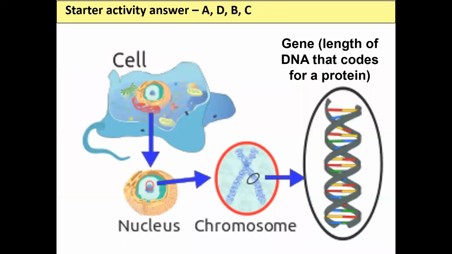Right, okay. These are the answers hopefully that you would have got. So did you get A, D, B, C? With the biggest being the cell. And then you can see that within a eukaryotic cell, you have a nucleus. And within the nucleus, you have these structures called chromosomes. And chromosomes are made of DNA. And a gene is a short length of DNA that codes for a protein. So the gene would be the smallest structure here.